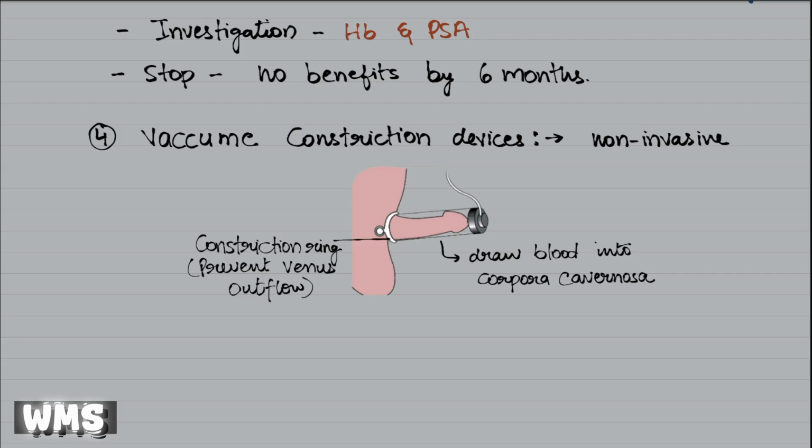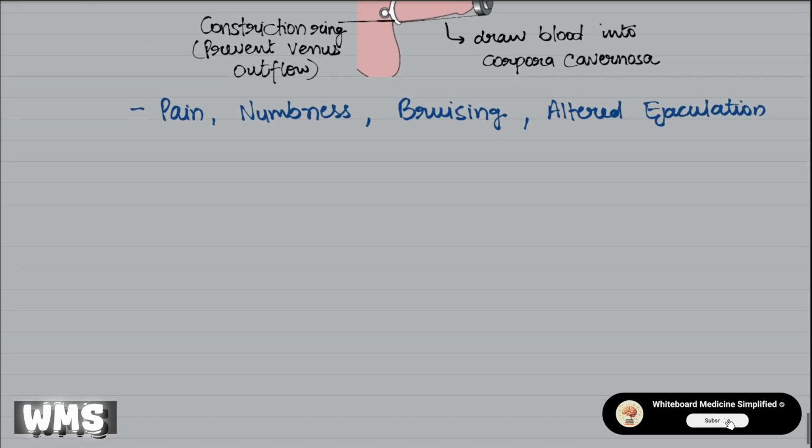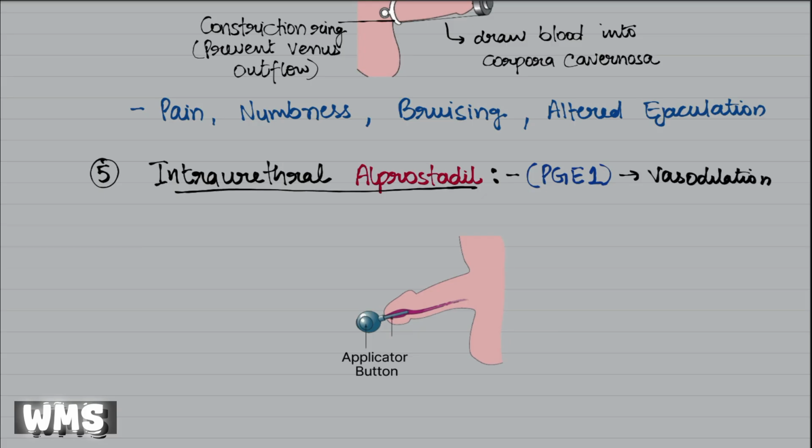However, they do have some limitations. Patients may experience pain, numbness, bruising, and altered ejaculation. Next, if oral therapy fails, another option is intraurethral alprostadil, prostaglandin E1. This is administered as a small pellet inserted into the urethra using an applicator. It works by causing vasodilation and increasing blood flow, leading to erection.